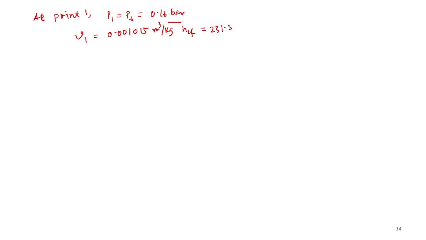At point 1, P1 is equal to P6, which is equal to 0.16 bar. From the saturated steam table, we can find out the specific volume. V1 is something like 0.001015 cubic meter per kg, right? And H1F is something like 231.57 kilojoule per kg, right? So by using these values, we can calculate the pump work and pump efficiency, and from that we can calculate what is H2DS.